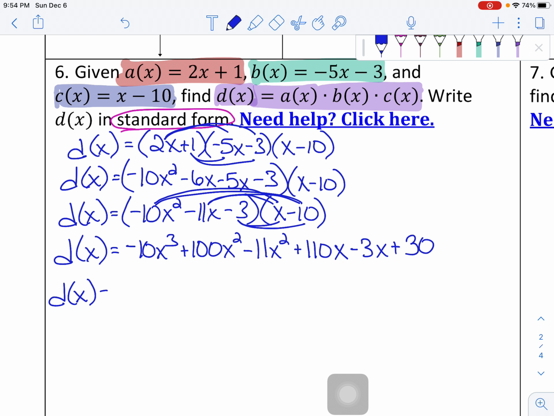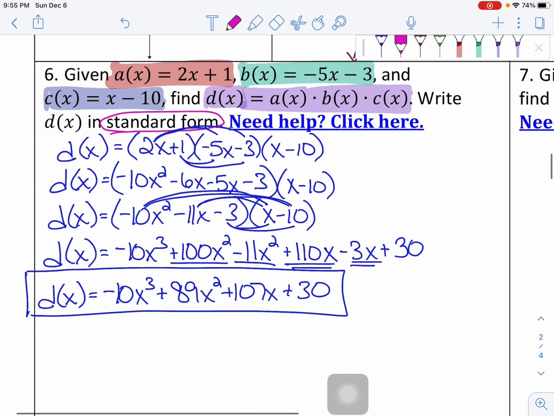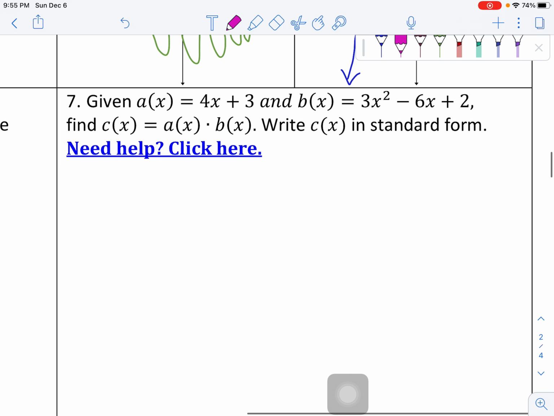All right. So now I'm going to combine some like terms here. So d of x is equal to, there's nothing like negative 10x cubed. Positive 100x squared minus 11x squared, so positive 89x squared. That should work. We've got positive 110x minus 3x, so plus 107x plus 30. All right, so we found d of x and we wrote it in standard form. All right, let's move on to number 7 here.